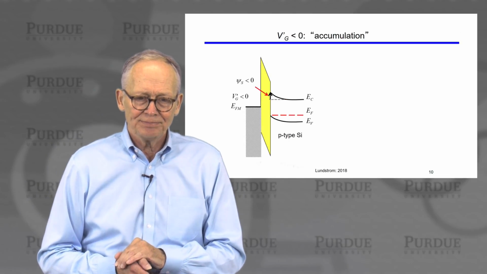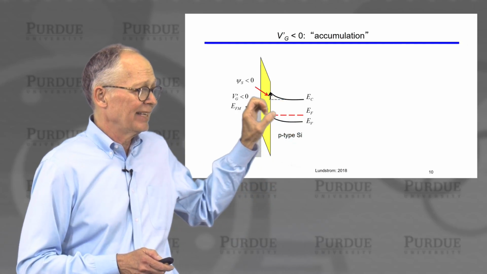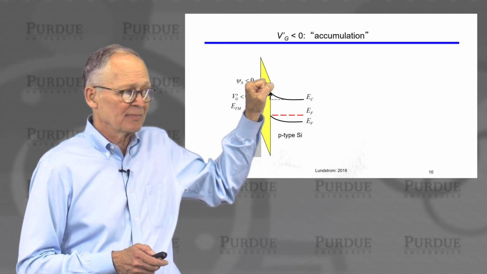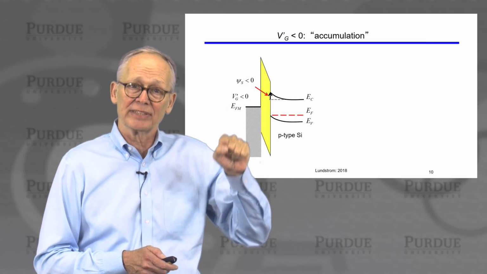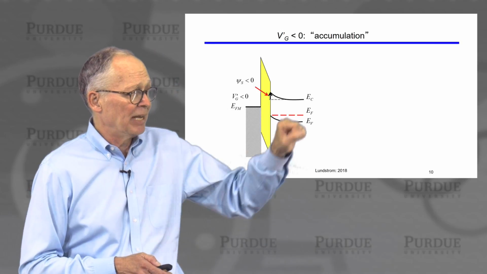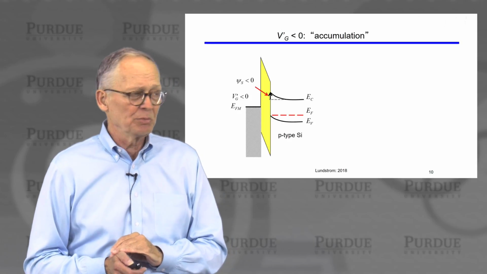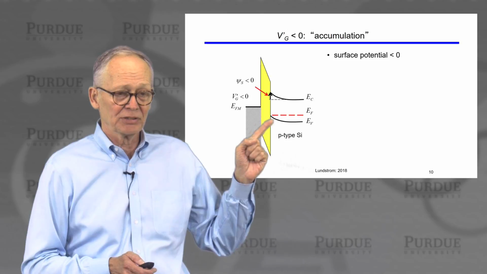Okay, so let's apply a negative voltage to the gate. If we apply a negative voltage to the gate, that raises the Fermi level in the metal. That pulls all of the energies up because a negative potential pulls the energies up. The bands bend up in the semiconductor. We refer to this as accumulation because you can see holes are piling up near the surface.